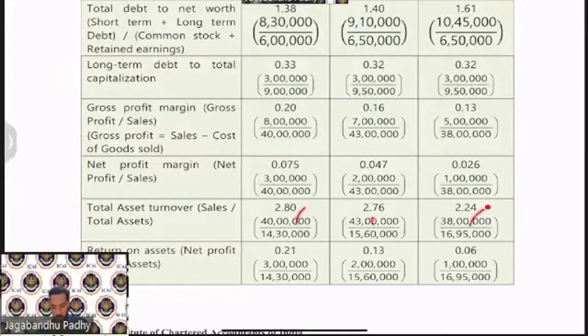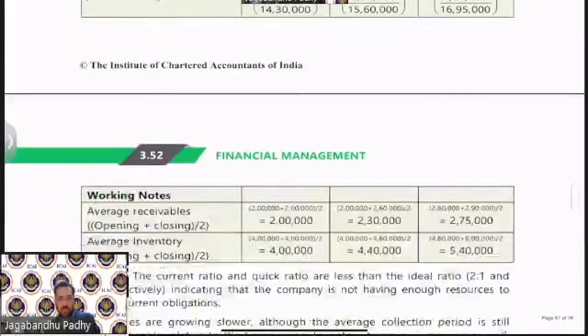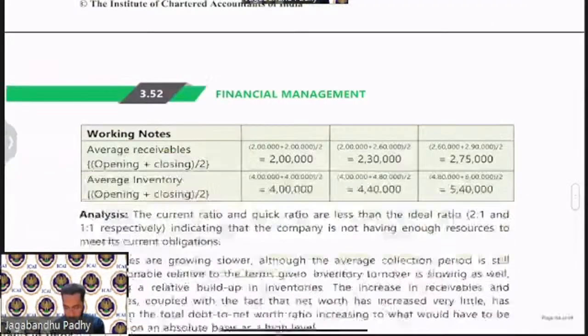Asset turnover has also reduced. Return on assets has seen a massive reduction from 21% return on assets. Now you are just generating 6% return on assets. So the business is really suffering some problem. So what can we say about it?